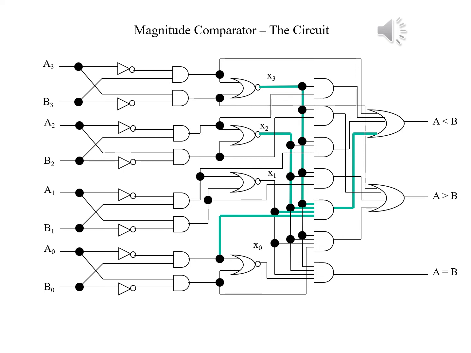If the three upper bits are all matched, we look at this least significant pair of bits to tell us which is greater. We can do something very similar for the lines going into A greater than B, but it would follow in more or less the exact same way as this did.